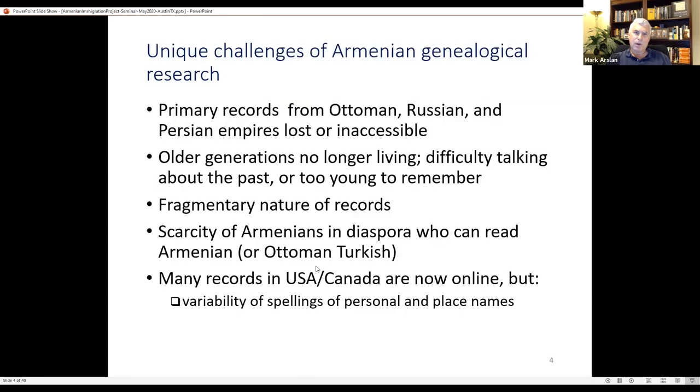Okay, so why is this important? Because Armenian genealogical research is tough. As many of you who've tried to do this kind of research have learned, the records from historic Armenia, which comprises a lot of the Ottoman, Russian, and Persian empires, are either lost or inaccessible. We're starting to uncover some of those records right now, but for the most part, it's very difficult to get to those. And even if you can, there aren't a lot of people who can read Ottoman script and Russian and Persian and things like that. And there are some of us diaspora Armenians, like myself, who don't speak or read Armenian either.